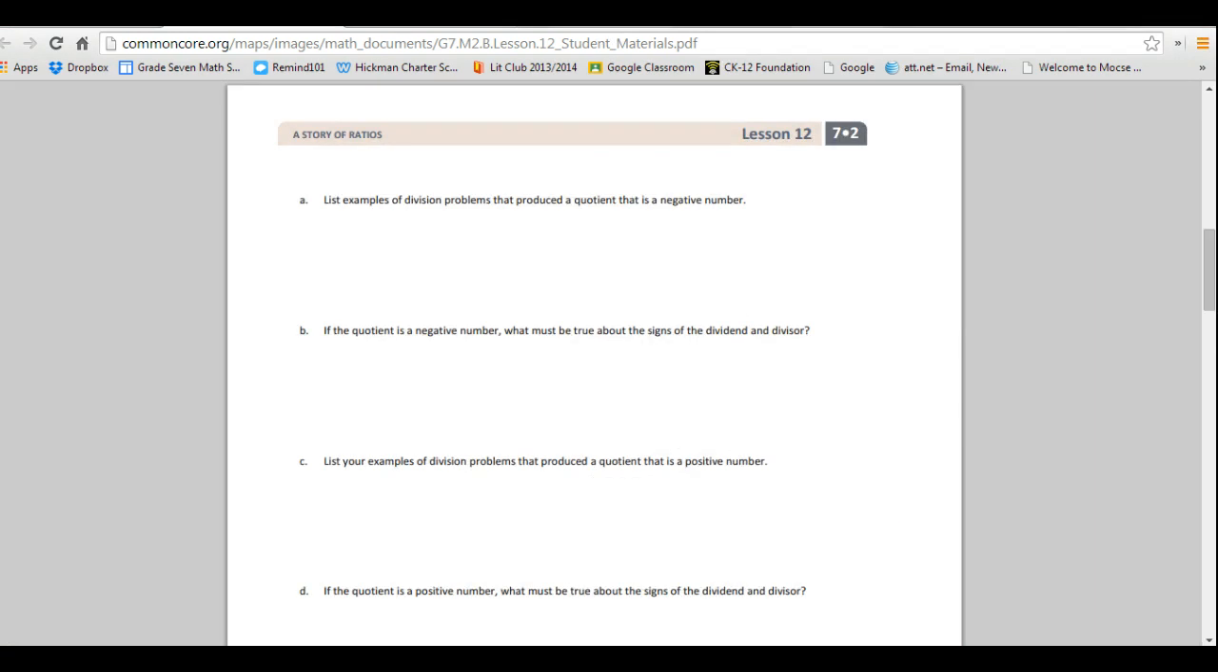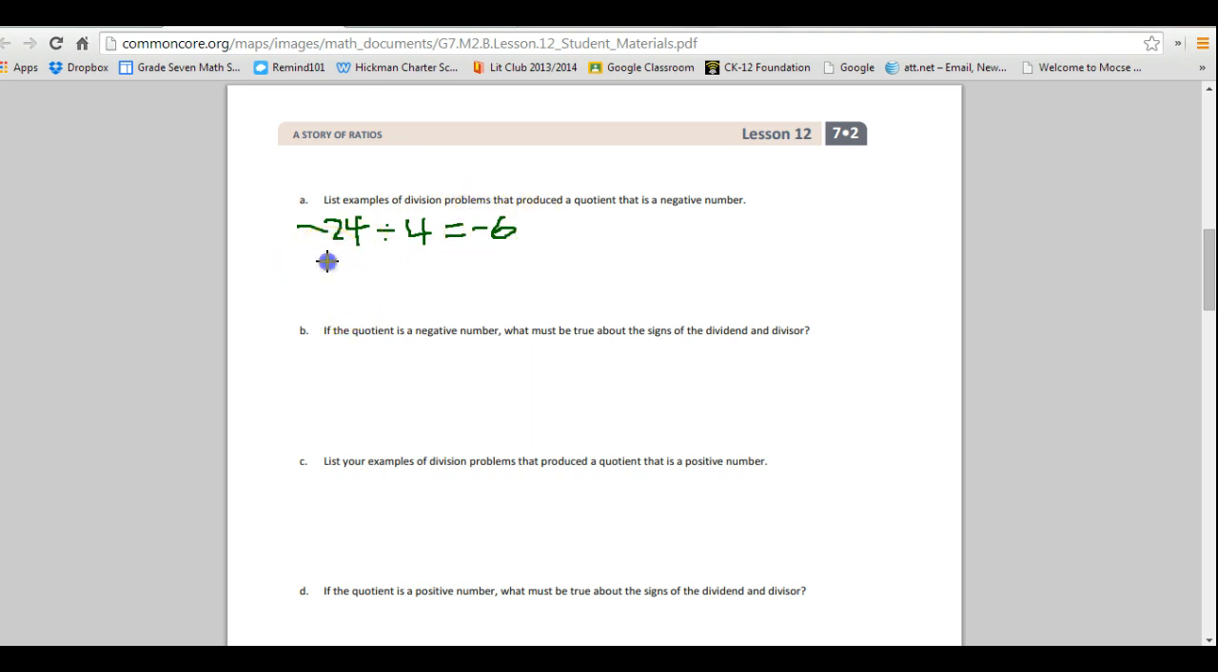Okay, so here are the questions that follow this integer equation activity. What we have here is A. A tells us to list examples of division problems that produced a quotient that is a negative number. I'm not going to do all of those, but examples would be -24 divided by +4, which gives -6. So a negative divided by a positive is going to give you a negative.